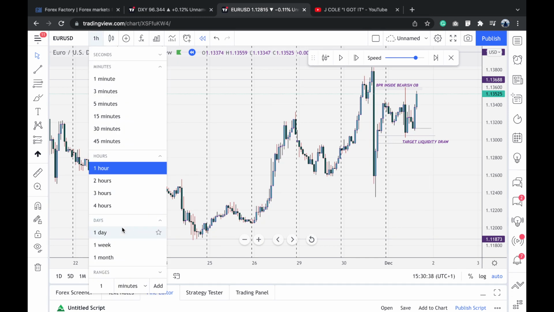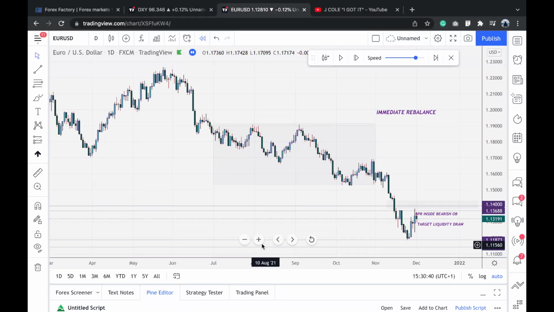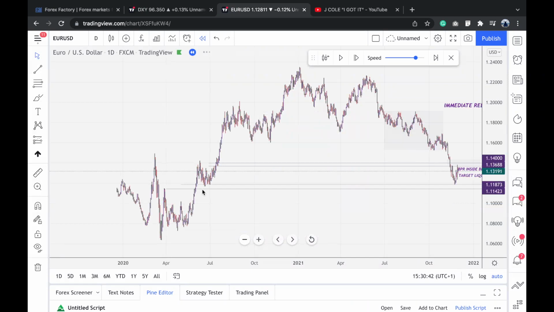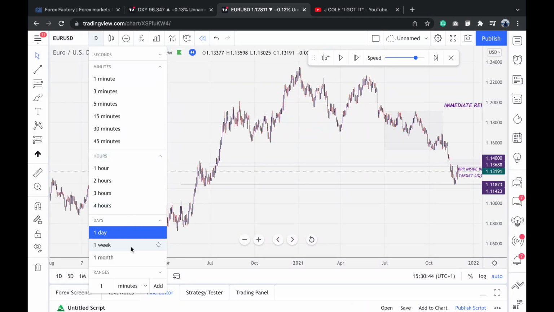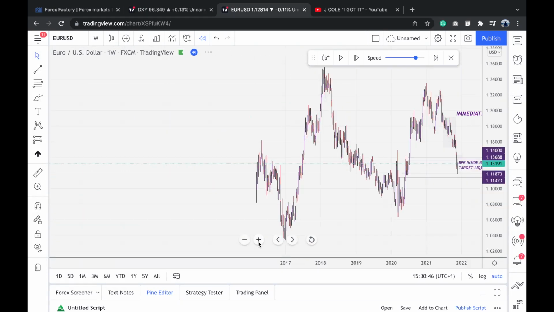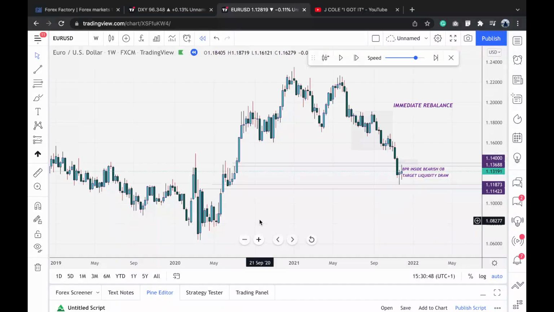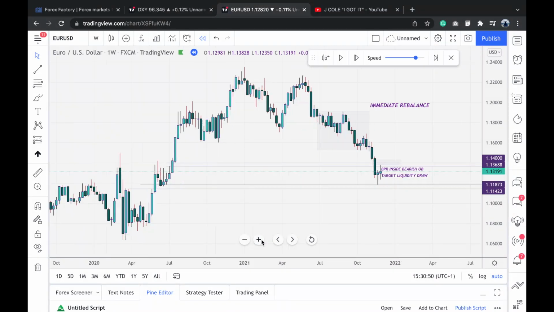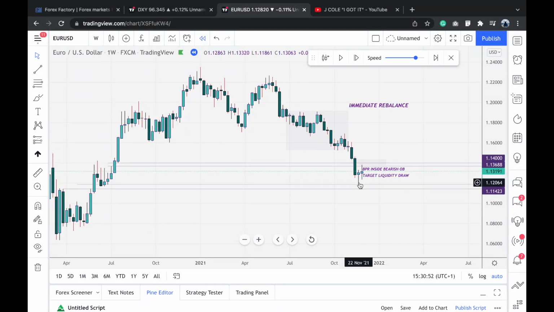Just like this, I could make a case for both sides of the marketplace when it comes to euro dollar and say it could go bullish. I could also say it could go bearish. But the first thing is we traded down into a discount objective, which is a daily.